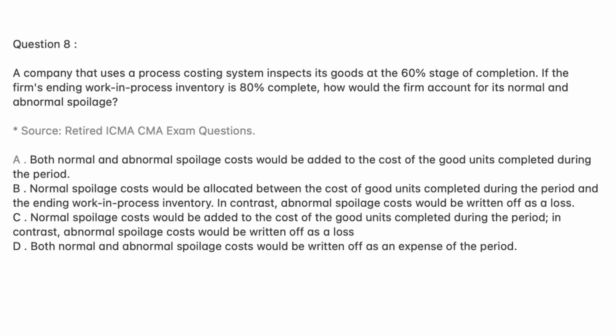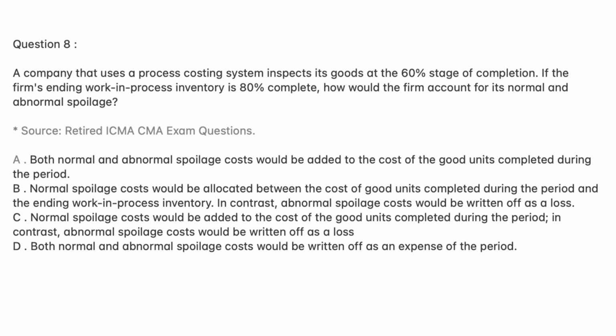Question 8. A company that uses a process costing system inspects its goods at the 60% stage of completion. If the firm's ending work in process inventory is 80% complete, how would the firm account for its normal and abnormal spoilage? Source: retired ICMA CMA exam questions.